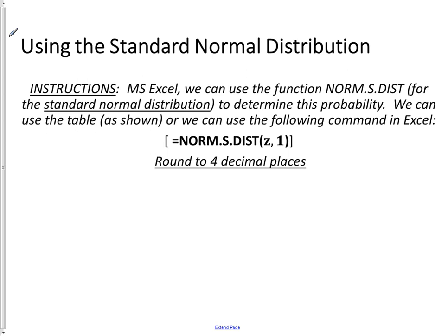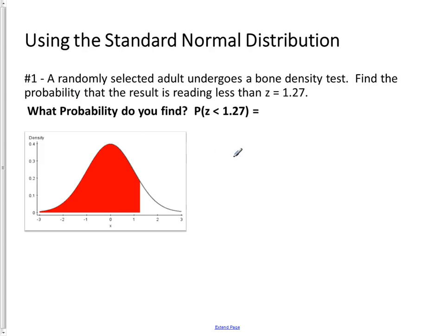So what we're going to do is use Excel and the normal distribution function to illustrate this point right here. And we can also use the table, but let's use our formula right here. We're going to round our answer to 4 decimal places. So here's my first question. Let's say that a randomly selected adult undergoes a bone density test. We want to find the probability that the reading is less than 1.27. So what probability do you find for z being less than 1.27?